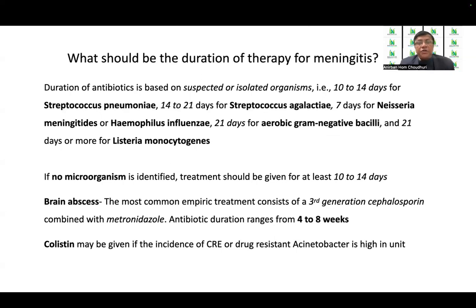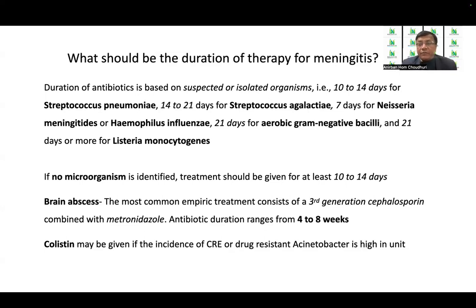What should be the duration of therapy for meningitis? Duration is based on suspected or isolated organisms. So 10 to 14 days for Streptococcus pneumoniae, 14 to 21 for Streptococcus agalactiae, 7 days for Neisseria or H. influenzae, 21 days for aerobic gram-negative bacilli, 21 days for Listeria monocytogenes. So depending upon their suspicion and the growth as revealed by the microbiology, we will have to decide.